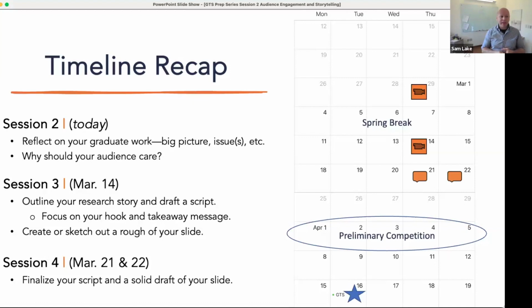In the next session, we'll help you outline a little bit more of that draft story and take that research story you want to tell and start to think about your script and how you're going to communicate it, and start to think about what information you're going to share and what is going to be left on the cutting room floor that you're not going to have time to present, making sure you have the most important elements there. And that hook and that takeaway message being two of those really important things. And then we want you to start thinking about your slide design. What are the visuals that actually help you complement the story you're telling?